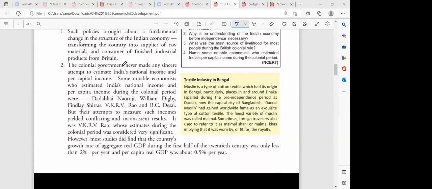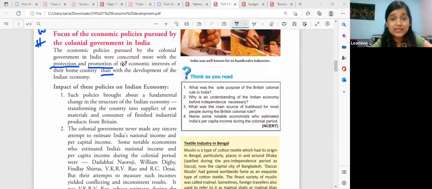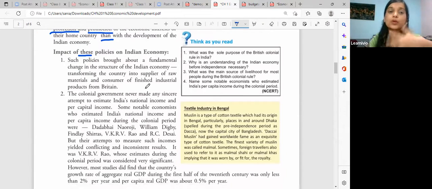Now basically impact. Okay, so basically see, for example, I am British. I came and I implemented all the policies. You are going to do this, you are going to do that. Of course, it will have an impact. For example, whatever points I mentioned today, that will impact. Maybe it will improve your grades, right? So the impact of these policies on the Indian economy. You are not going to write these policies, you are going to write the impact of Britishers' economic policies on the Indian economy. Okay. So what was the impact?